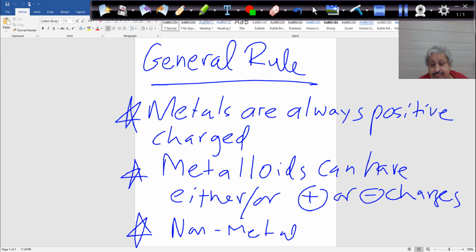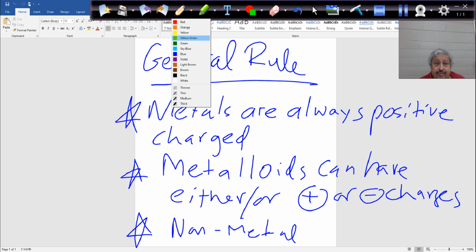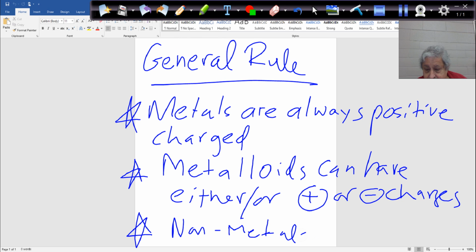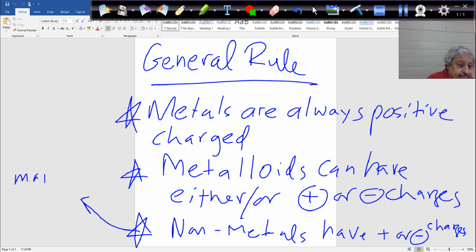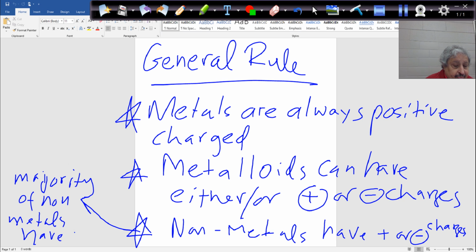The non-metals have positive or negative charges. Depends, correct? But the majority of non-metals have what? Negative charges.